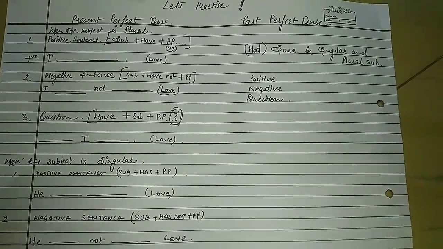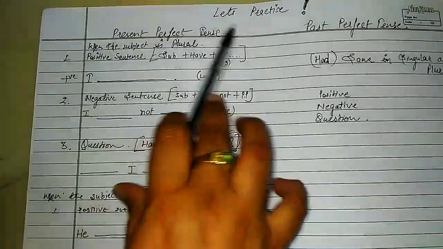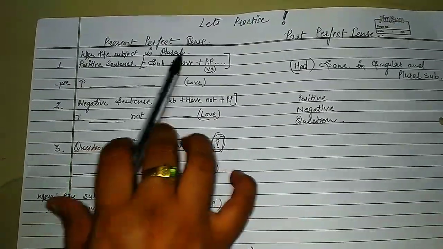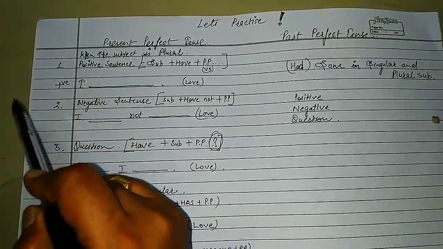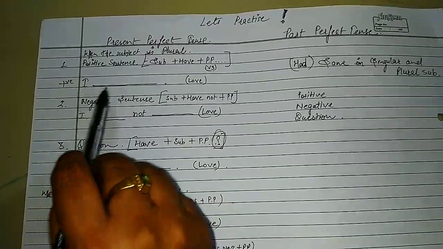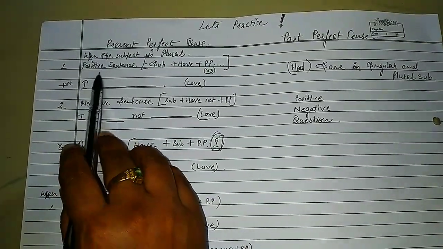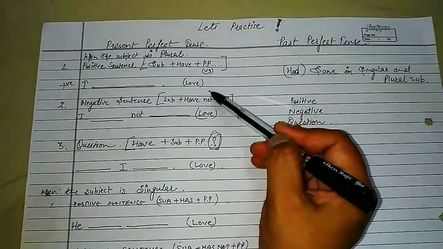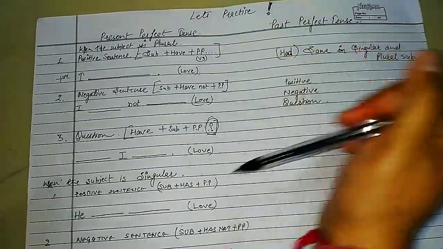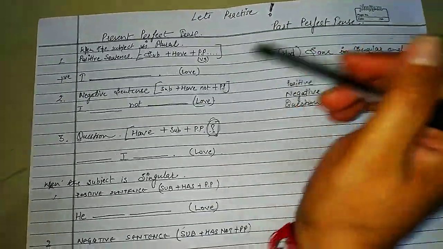Now let's do some practice. We have just been talking about the present perfect tense. Whenever the subject is plural, more than one, I, you, they are always considered as plural in English. So we will take the verb laugh always in these examples, so that you cannot be confused.